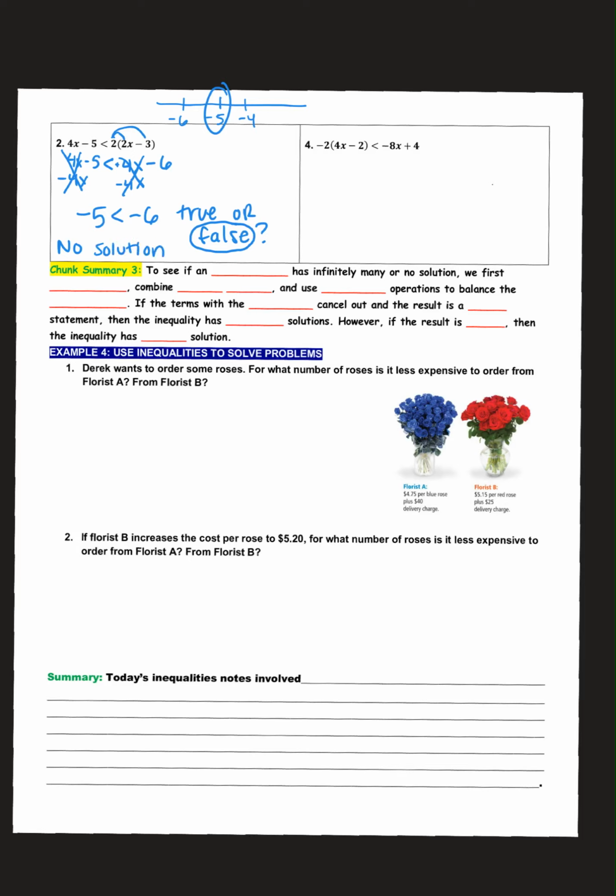So if you get something that's false, it's no solution. But on the other side, if you get something that's true, it's infinitely many solutions. And there has to be no variables left over. Okay? So go ahead and try number 4. This is your try it.